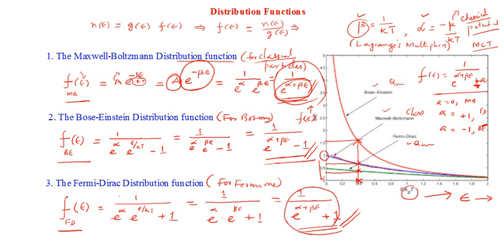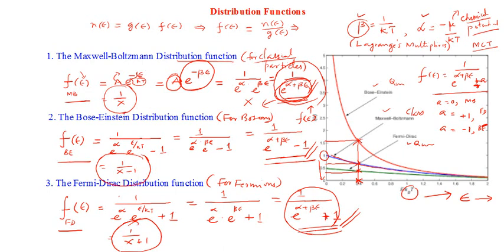The Maxwell-Boltzmann distribution function is 1 by e raised to alpha plus beta E. Call this thing x. So this one is equal to 1 by x. This one is 1 by x minus 1. And this one is 1 by x plus 1. Can't you see which one will give you the greater value? 1 by x minus 1 will have the greater value, followed by 1 by x, and the minimum will be 1 by x plus 1. That is the significance of this plus 1 and minus 1.